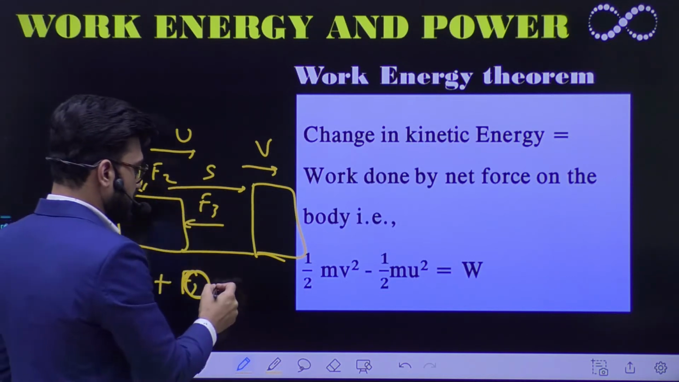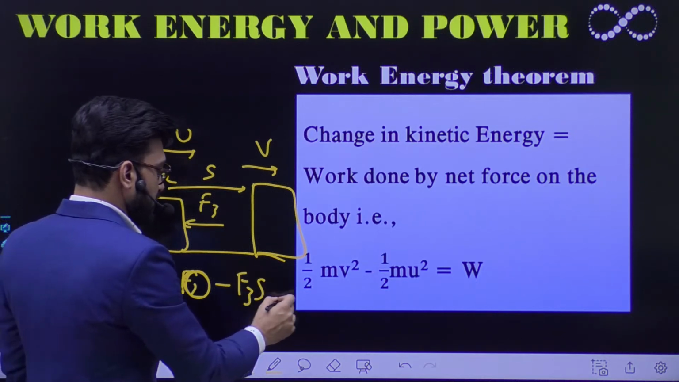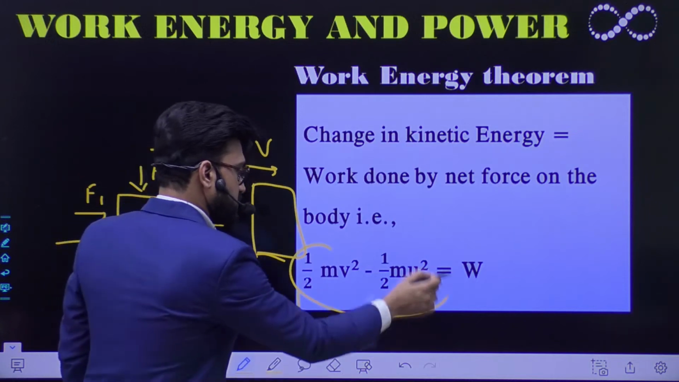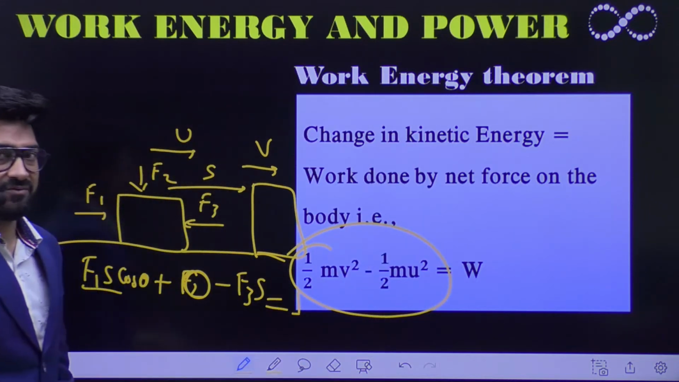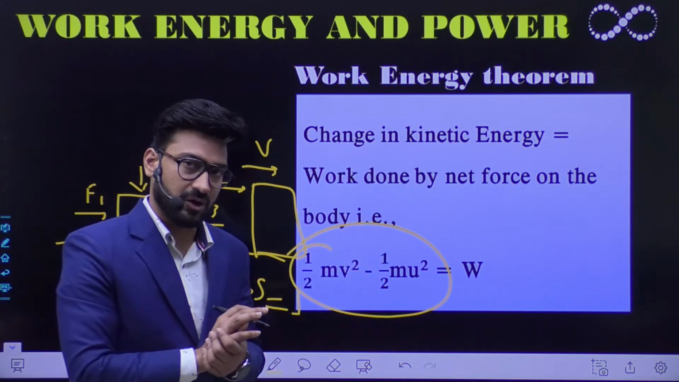Work done by F3 is negative because displacement is in the opposite direction. So F3 into s must be equal to the change in kinetic energy of the system. So it must be equal to this term, half m v square minus half m u square. So this is all about the work energy theorem that you can use accordingly.